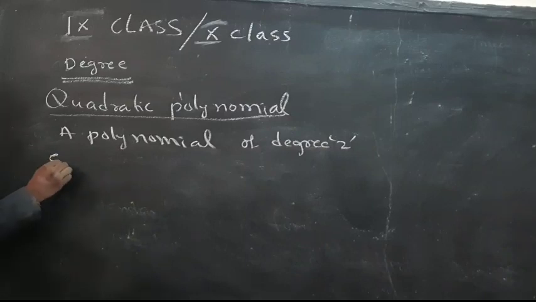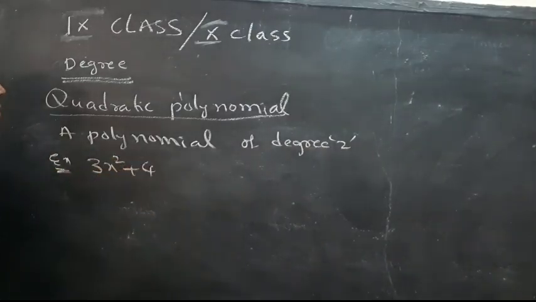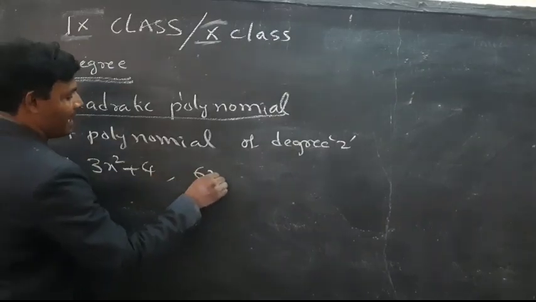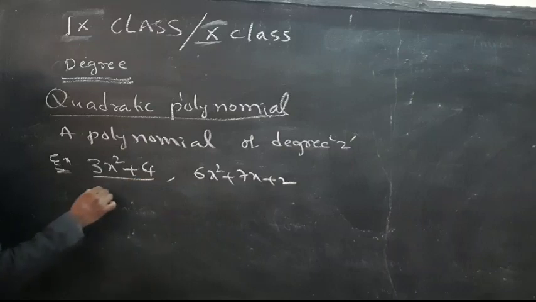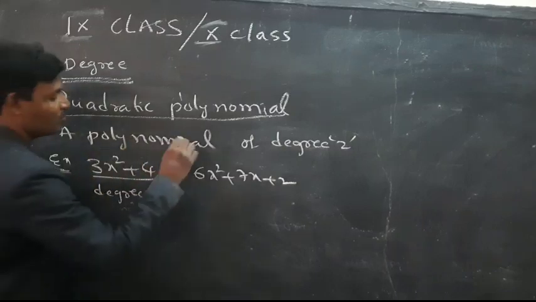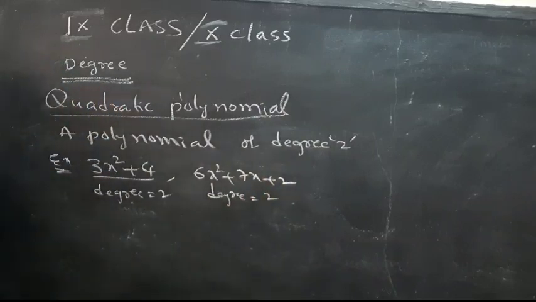So what are the examples? 3x power 2 plus 4, 6x power 2 plus 7x plus 2. What is the degree of this one? It is equal to 2. What is the degree of this one? It is equal to 2. So a polynomial which has degree 2 is called a quadratic polynomial.